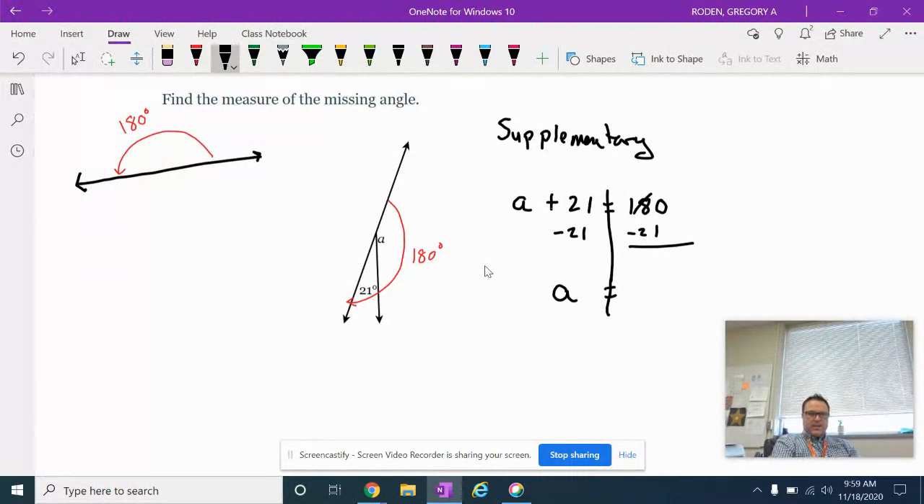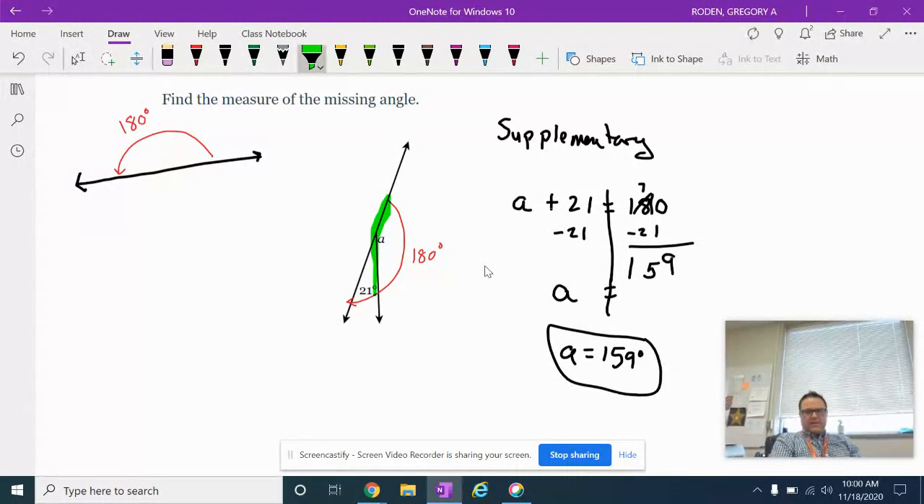Well, again, you can't take 1 from 0, so that's a 10. This becomes a 7. 10 minus 1 is 9. 7 minus 2 is 5. So we get 159 degrees, which would make sense because if you look at this angle right here, angle A, it is an obtuse angle. This angle is definitely very obtuse. It's kind of fat.